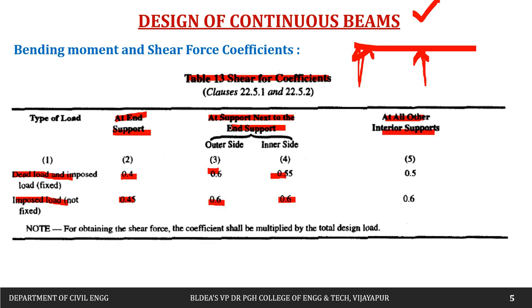And for other interior supports, if you have another interior support here, this will be the interior support. This time we can use 0.5 for dead load and imposed load fixed, and we can use 0.6 for the imposed load which is not fixed.